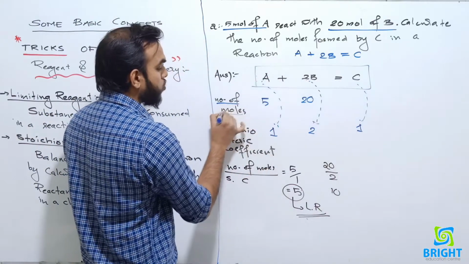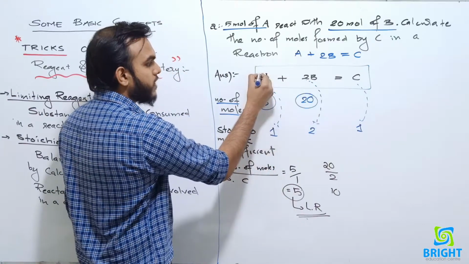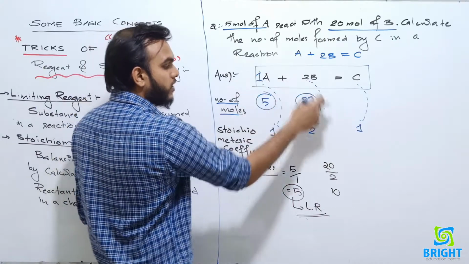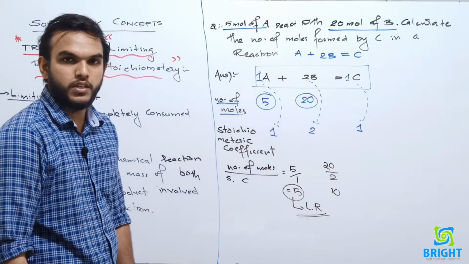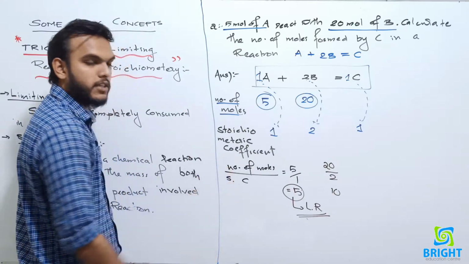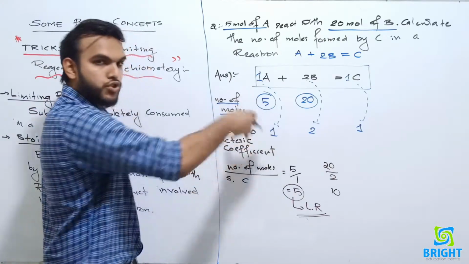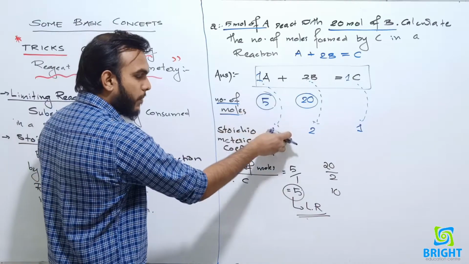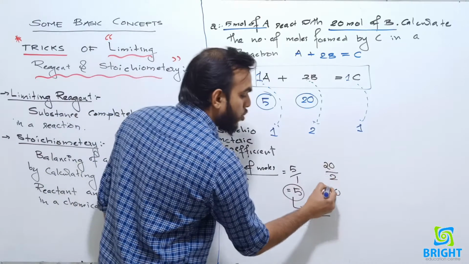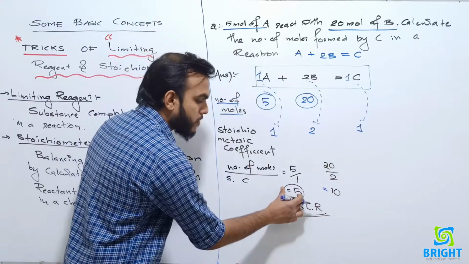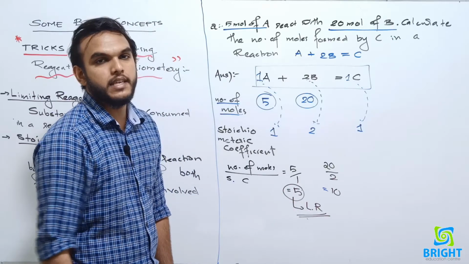The number of moles in this question, here it is 5, here it is 20, and the stoichiometric coefficients: here 1, here 2 is the coefficient, and here also 1 is the coefficient. Then what I do is divide the number of moles by the stoichiometric coefficient: 5 divided by 1, and 20 divided by 2. 5 divided by 1 gives 5, 20 divided by 2 gives 10. So which is the smallest number, which can be consumed first? 5 is the smallest, so A acts as the limiting reagent.